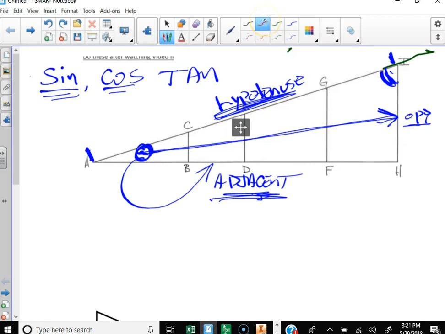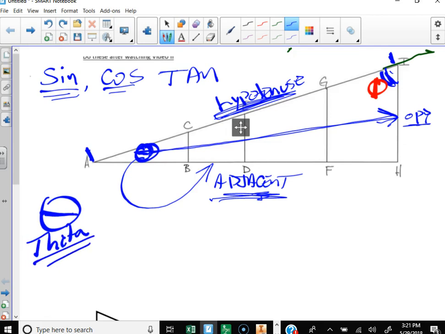Notice, switch colors. If my angle was this one, I'll use another Greek letter, phi. By the way, this letter here that you see, an O with a horizontal line through it, that's theta. That's the first choice for variables that are angles. The second choice, kind of like x is for other numbers, would be phi, a circle with a vertical line through it.